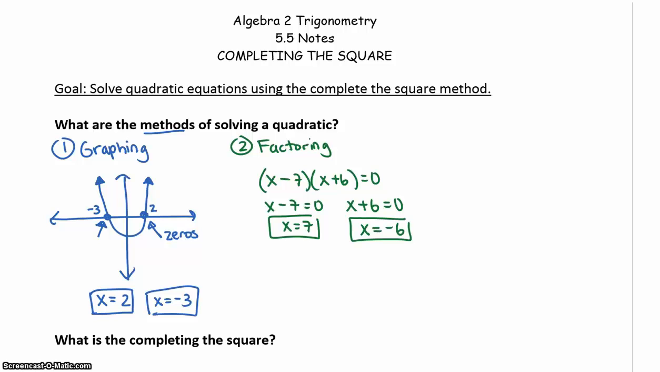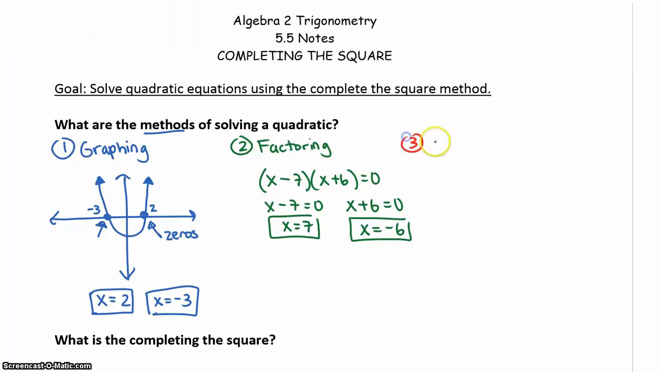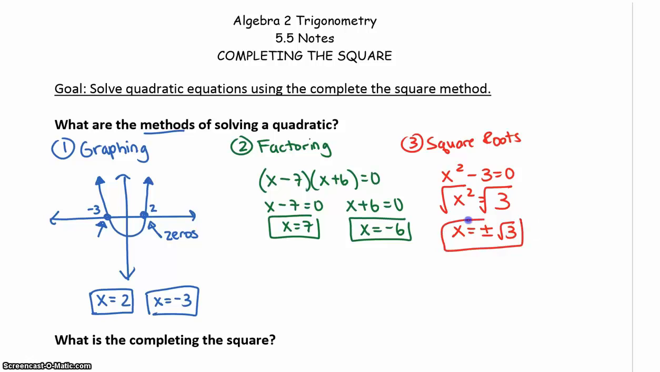From there, we went on to a different method, solving using square roots, where we would have equations such as x squared minus 3 equals 0, and we couldn't factor it, so we would add the 3 to the other side and take the square root on both sides, getting a plus and a minus square root of 3 for our answers. So our solutions ended up being the square root of 3 as well as negative square root of 3.